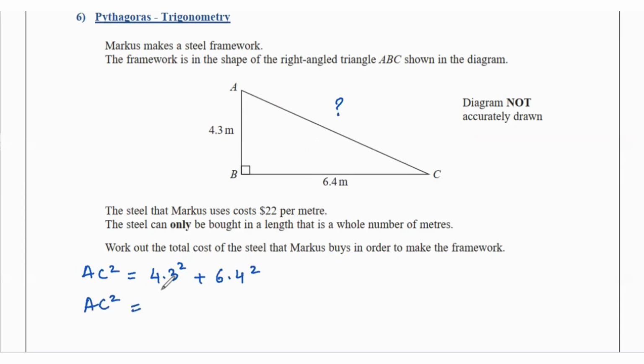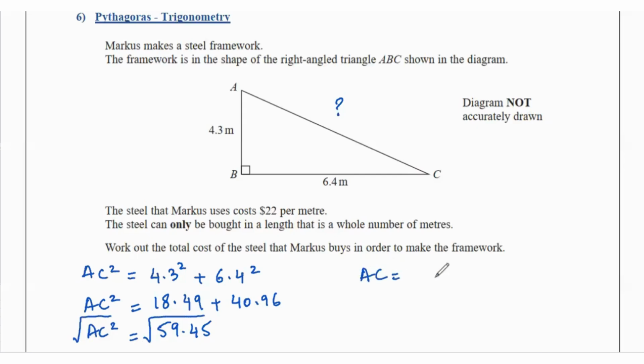That's going to give us 18.49 plus 40.96. This adds up to 59.45. Now we take the square root on both sides to find the value of AC. That is 7.71 meters.